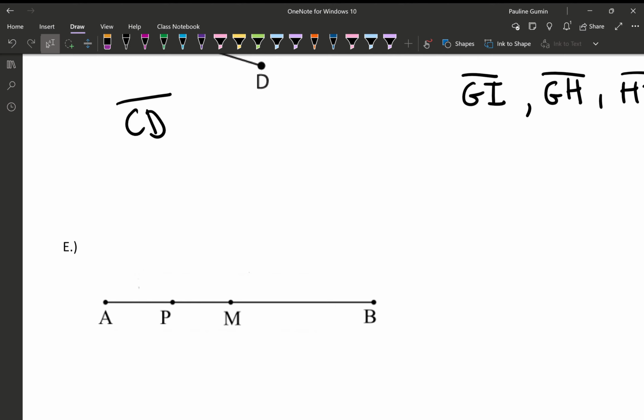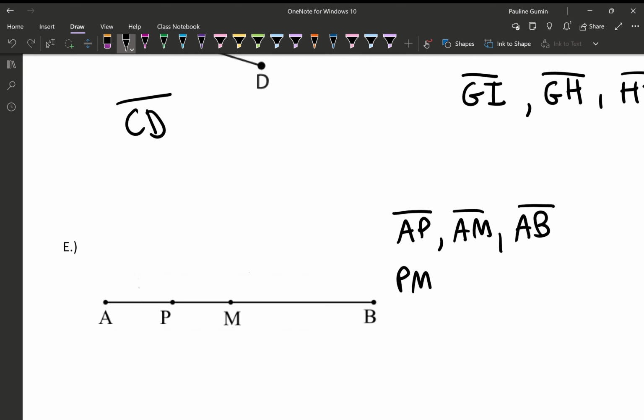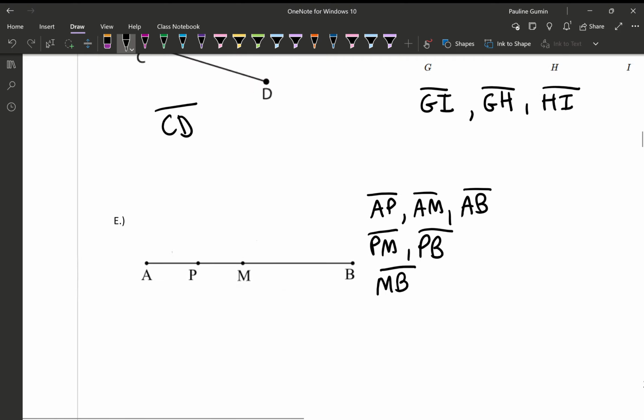Ooh, letter E has several. All right, let's go. We got AP, we got AM, and AB. We got PM and PB, and of course, MB.